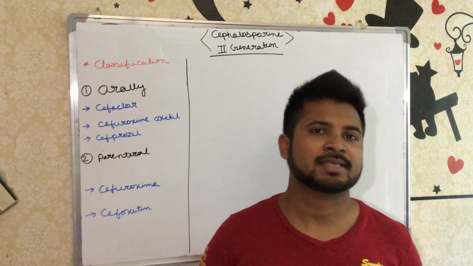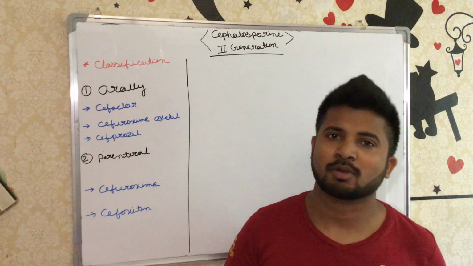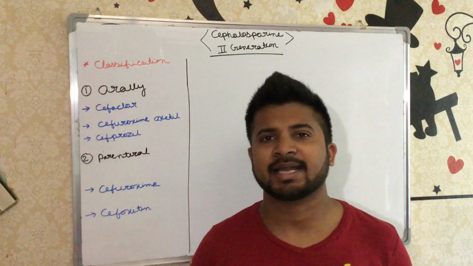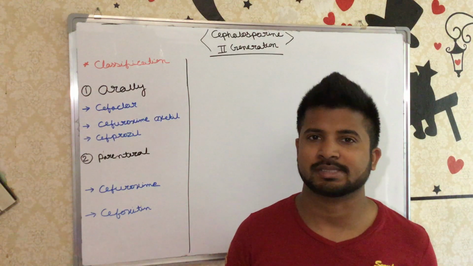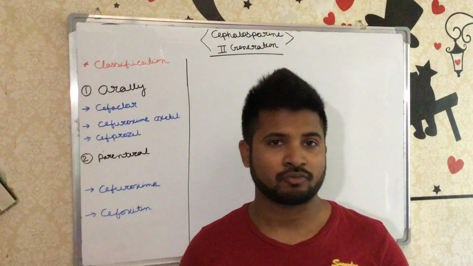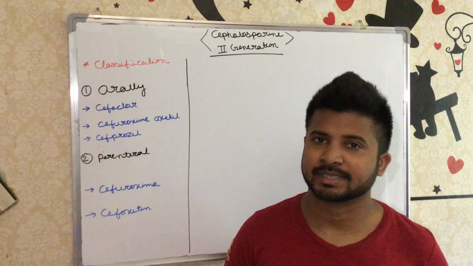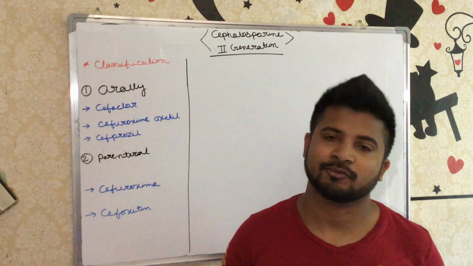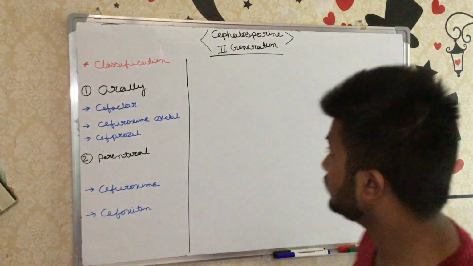In a previous video I discussed the first generation, so today we'll discuss the second generation. As I said, cephalosporin is subdivided into four generations: first, second, third and fourth. The first I already discussed, today I will discuss the second, then after the second we'll discuss the third and fourth. So let's start with the second generation.